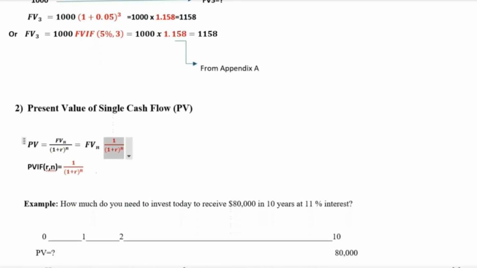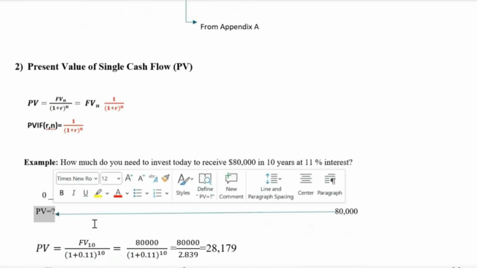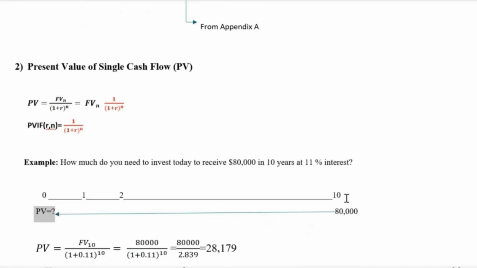So to find how much you need to set aside today so it will grow to $80,000 in 10 years, we assume you can earn 11% interest. Very straightforward: future amount divided by the future value interest factor. 80,000 divided by the future value interest factor. Whether you use a calculator or a table, you get 2.839. So 80,000 divided by 2.839 is 28,179. So you only need to prepare this much.